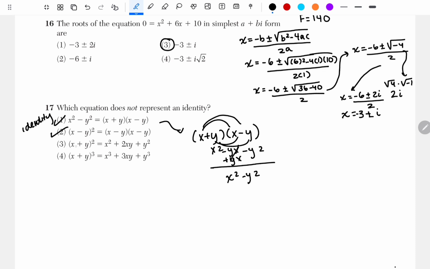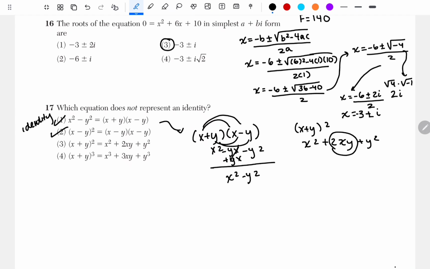Answer choice 3, x plus y squared equals x squared plus 2xy plus y squared. Again, if we were to FOIL it, or we do the trick. So x squared is just x squared, and then x plus y is just, if you multiply together, that's xy times 2 is 2xy, and then y squared is just y squared. And this part right here, a lot of people will be confused.